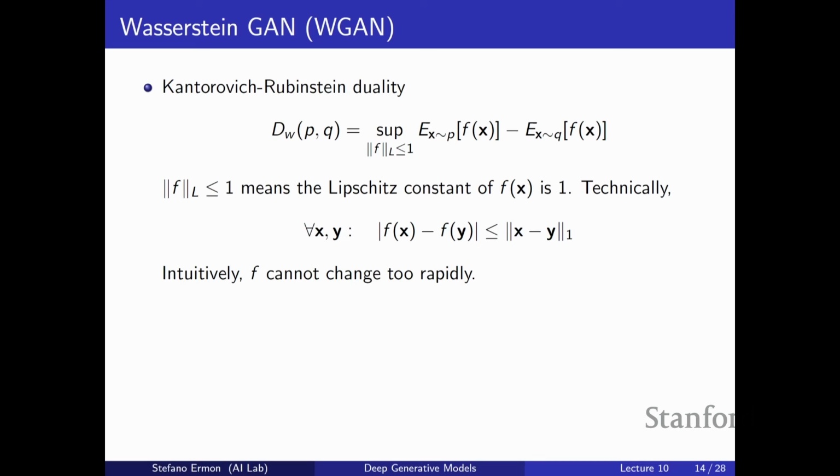You cannot choose an arbitrary kind of function f because you have this constraint that basically the shape of f cannot change too rapidly. It has to have Lipschitz constant 1, which basically means that if you go through the graph of f and you take any 2 points, x and y, the slope that you see is bounded by 1 essentially.